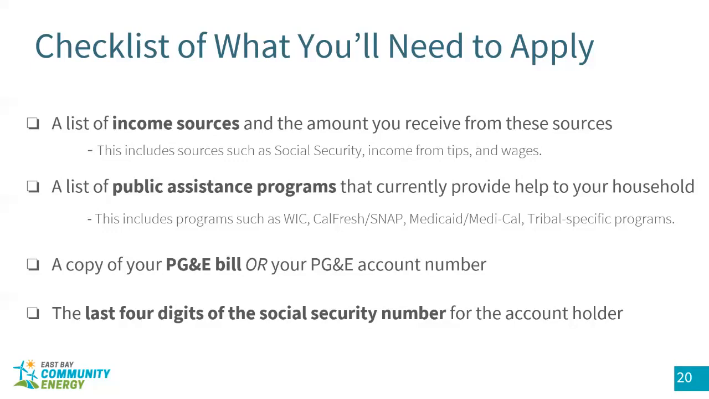Second, if you receive any benefits from public assistance programs, please note these programs. Some examples of public assistance programs that can qualify your household include WIC, CalFresh or SNAP, supplemental security income, and Medicaid or Medi-Cal. A full list of programs is also available on the PG&E website as well as in our previous CARE video. Third, you'll need a copy of your PG&E bill or your PG&E account number. And lastly, you'll need the last 4 digits of the Social Security number for the account holder.